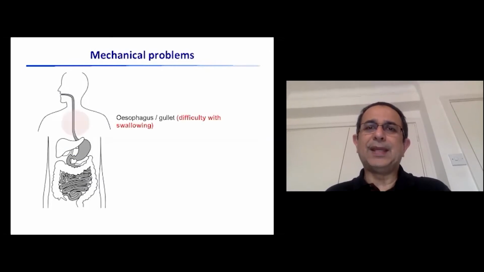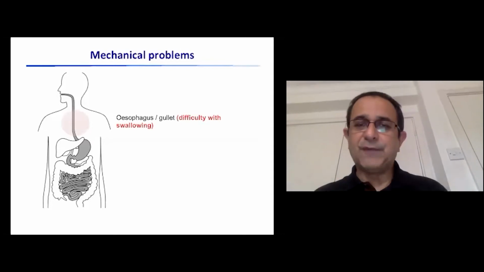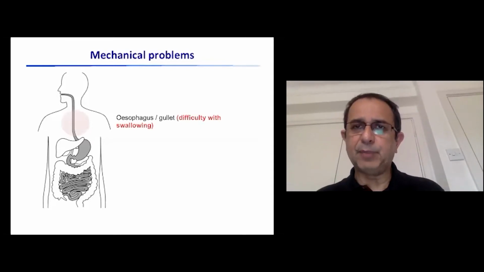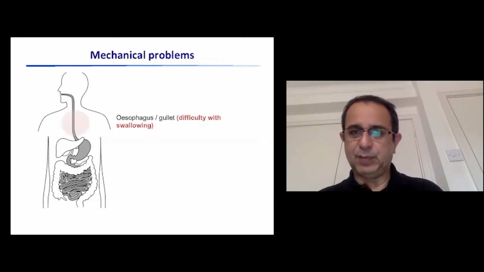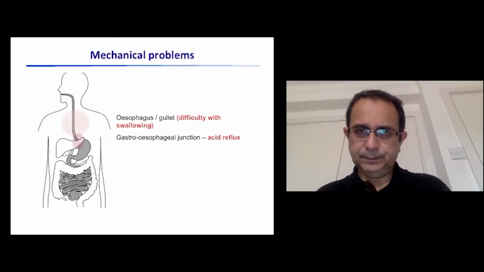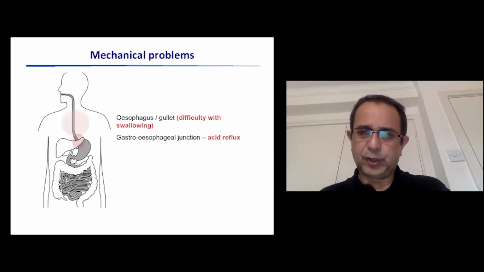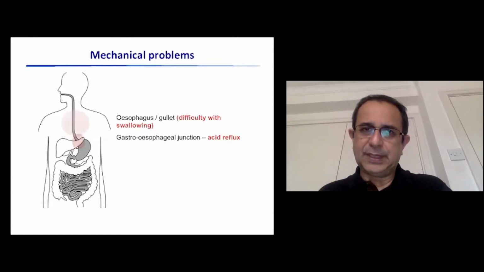So when we come to mechanical problems in the esophagus or the gullet, if the movements are very sluggish, that can produce difficulty with swallowing. In clinical terms, we call it dysphagia, but that basically means that food or fluid can stick in the esophagus as it moves down, and that can be quite uncomfortable. And as I mentioned, if the valve at the lower end of the esophagus is weak, that will produce acid reflux, but you can also get regurgitation of food and fluid from the stomach into the chest cavity.